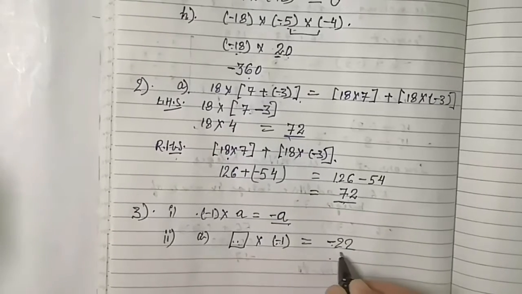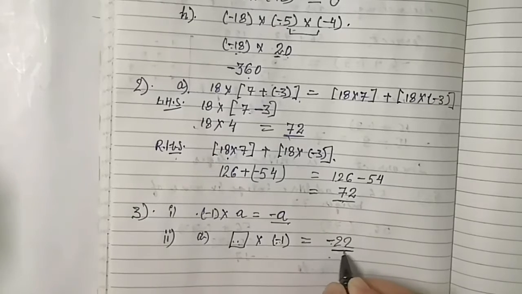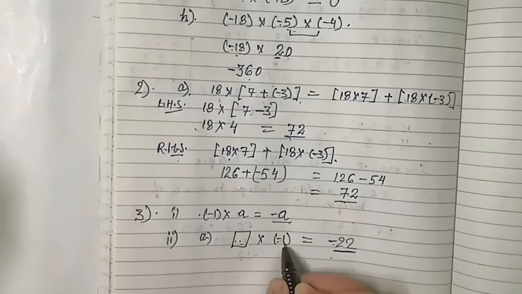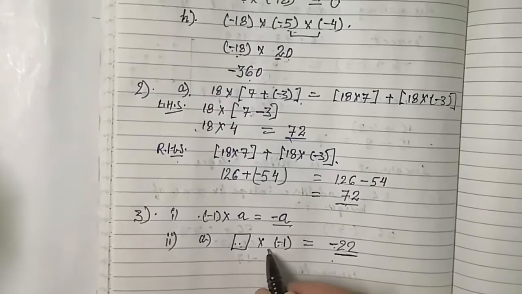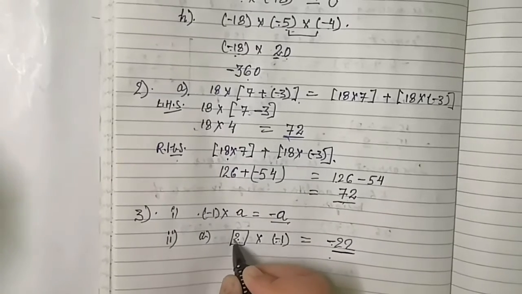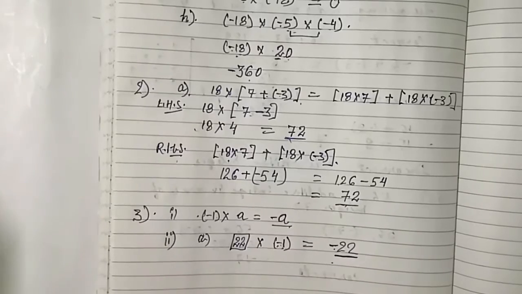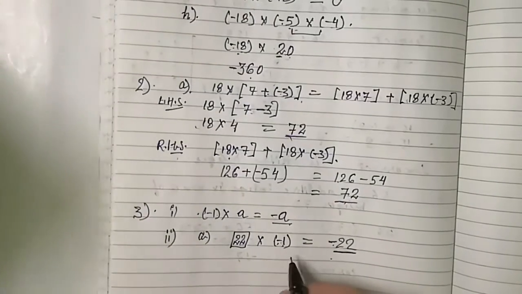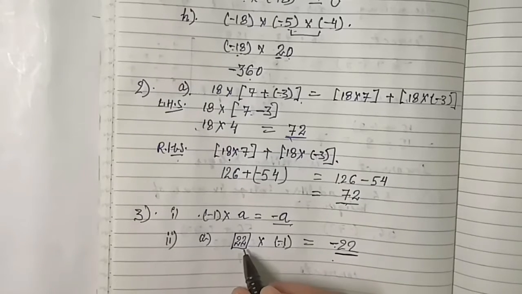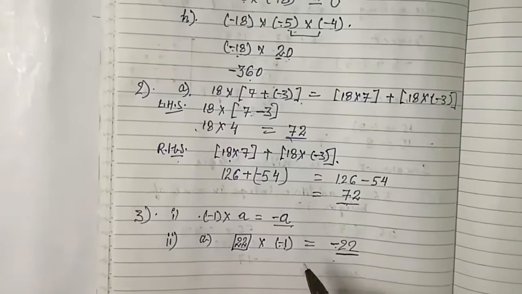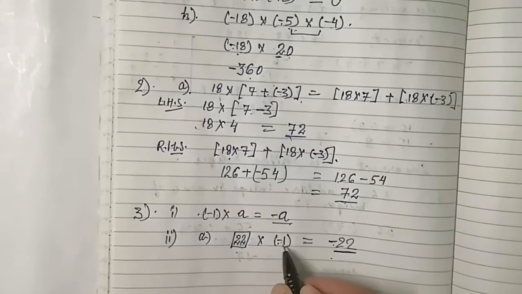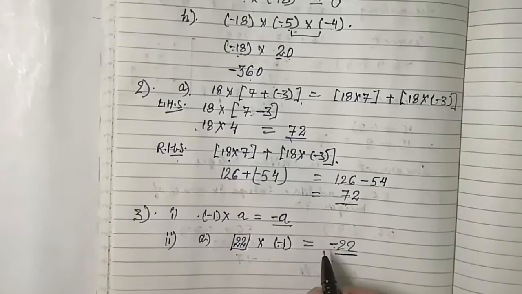See now the digit, what number is given in the answer? 22. And here 1 is given, it means the same 22 will multiply by 1, then we get 22. If we multiply the same number by 1, because 1 is our multiplicative identity. So any number if we multiply by 1, then we get the same number. So here will be 22 into minus 1, then the answer will be minus 22.